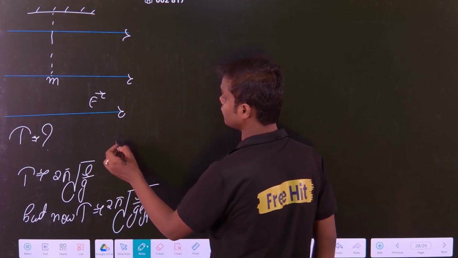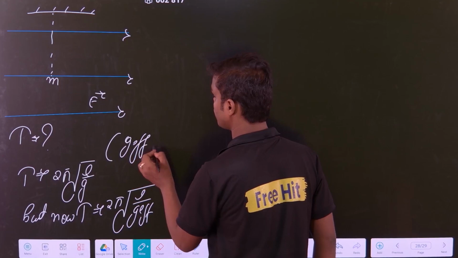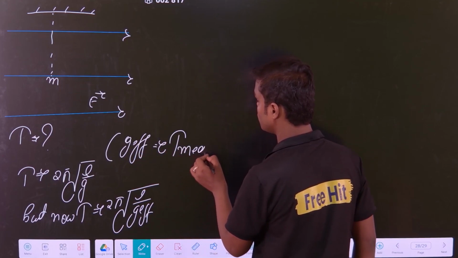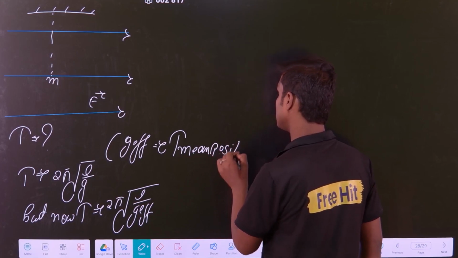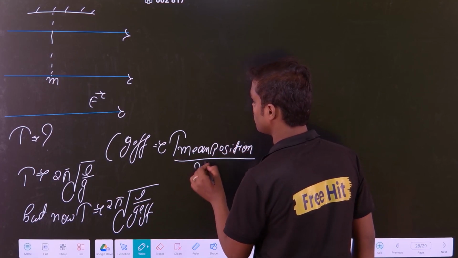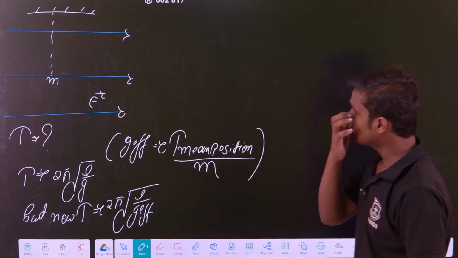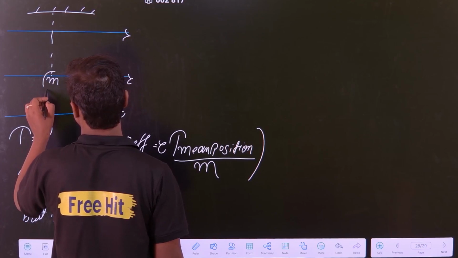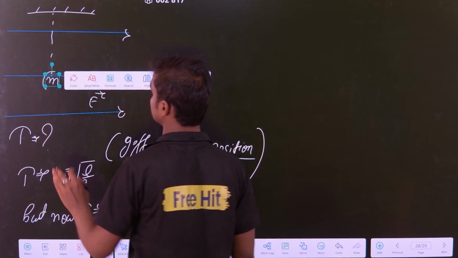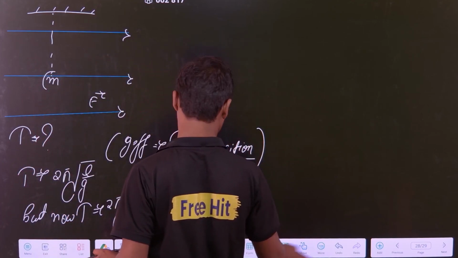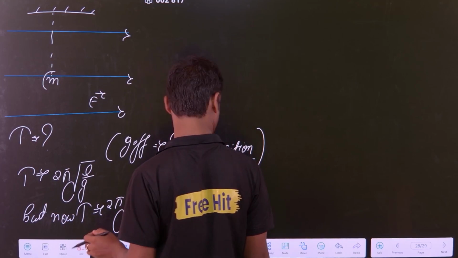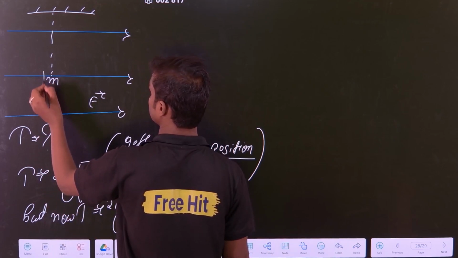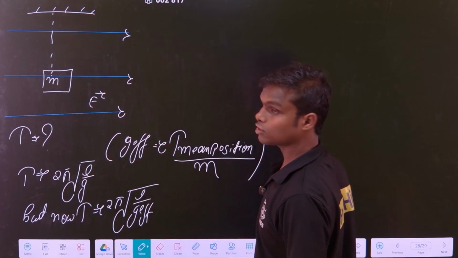Now how to calculate g effective? That is the overall thing. There is a formula for g effective: g effective is equal to tension at mean position divided by mass. Clear? Now you tell me, where is the mean position of this particle? Suppose this mass is m.